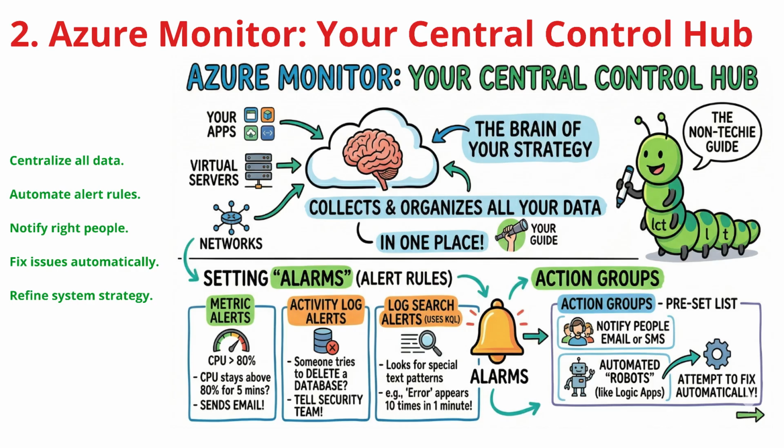When an alarm goes off, Azure doesn't just yell into the void. It triggers action groups. These are your preset responders. They can send a simple text or email to your team, or they can deploy automated robots like logic apps to jump in and fix the problem before a human even needs to wake up. It's about working smarter, not harder.